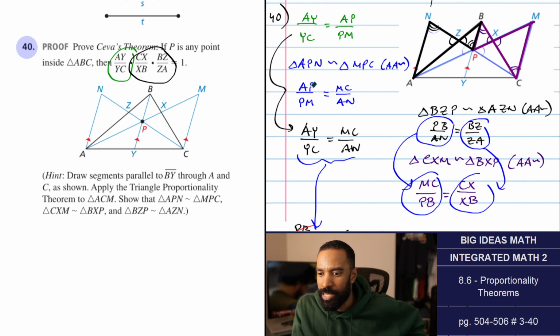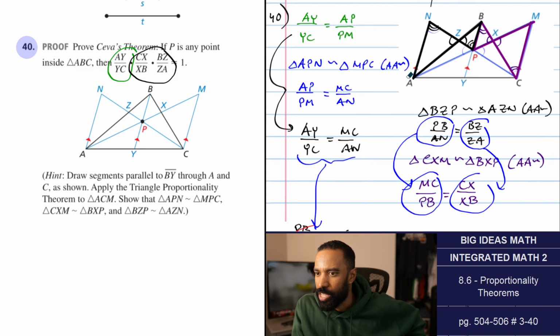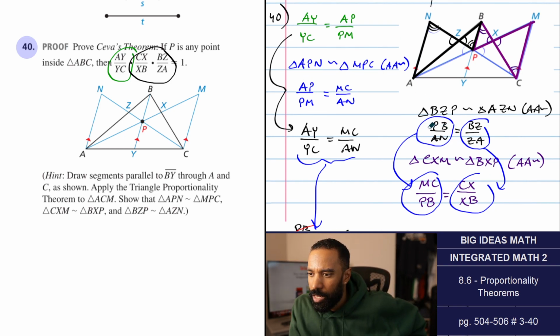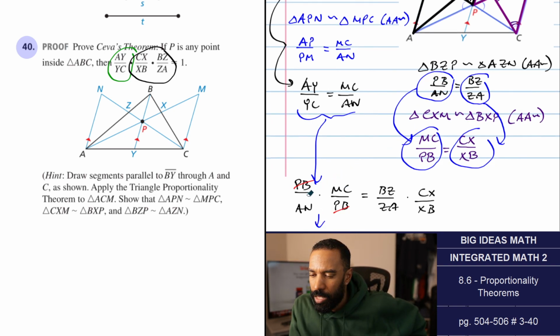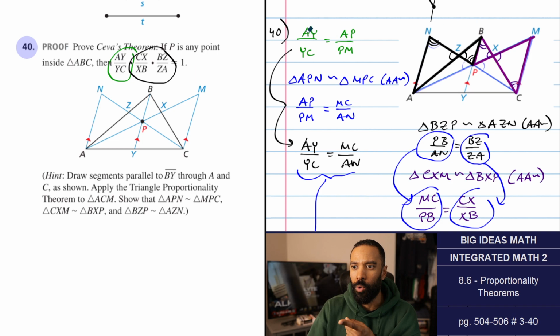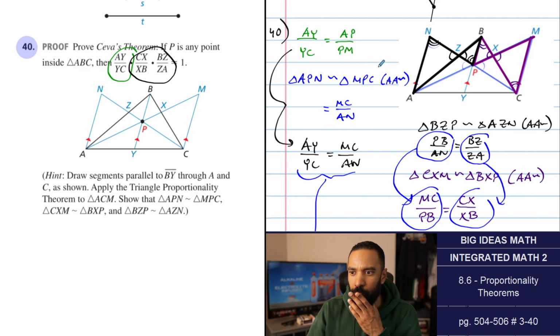So let's change this. Wait, will that change a lot? Where did I put AP over PM? AP over PM is the same as AP over PM. Where did I use this again? Oh, AY. Okay, so let's change this. Not AP over PM, but... Because where's MC? MC is the big triangle. Okay, MC is this triangle. AN is this triangle.